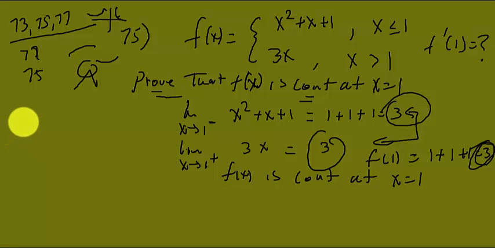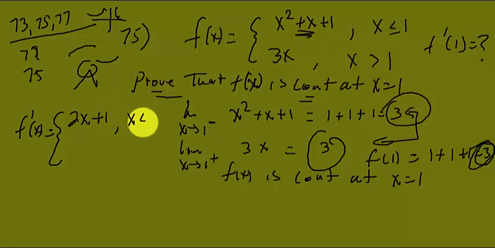Then we take the derivative of this piecewise function. We take the derivative of the top, which is 2x plus 1 when x is less than or equal to 1. Notice I'm putting the restrictions. If you don't do that, you're in trouble. 3 when x is greater than 1. This is the derivative.